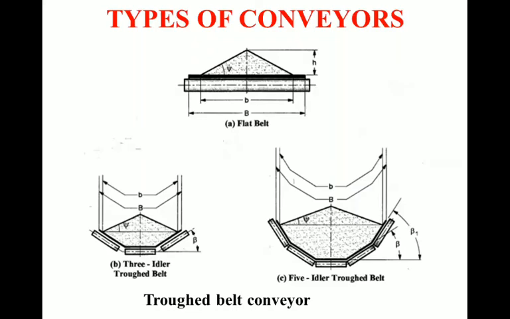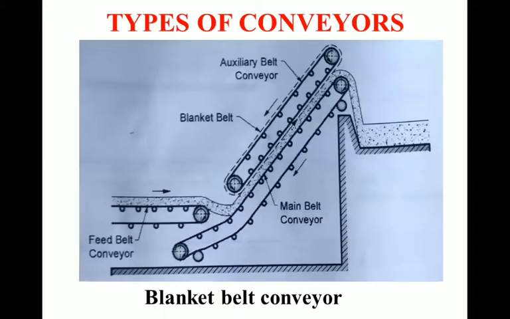Next type of conveyor is the blanket belt conveyor. A blanket means something used to cover something. We know how we use blankets while sleeping, so that same concept is used here.